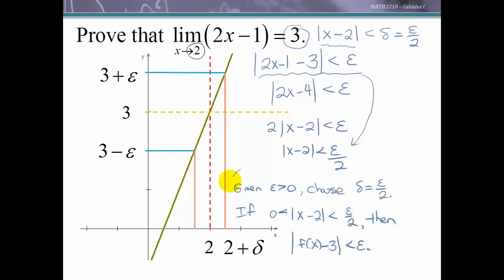Realize then with this statement, this delta depends on epsilon, but you can give me any epsilon, and if I divide that in half, I can give you a delta so that I'm close enough to x that the distance from the function value to L is less than epsilon.